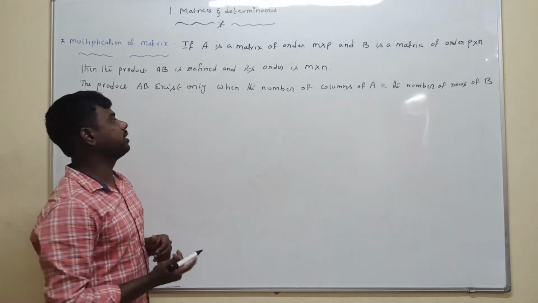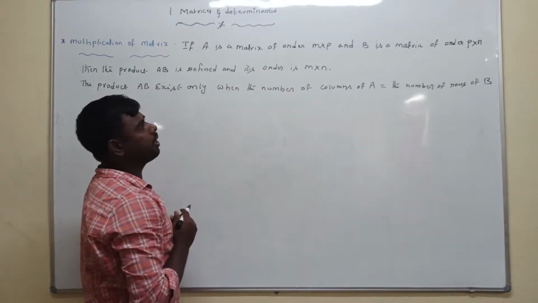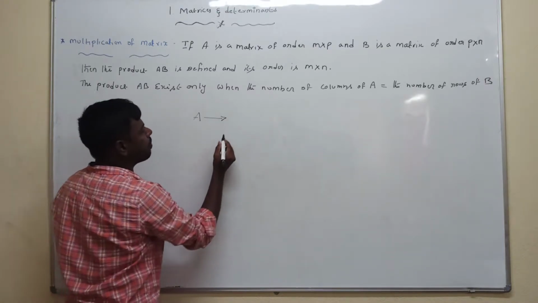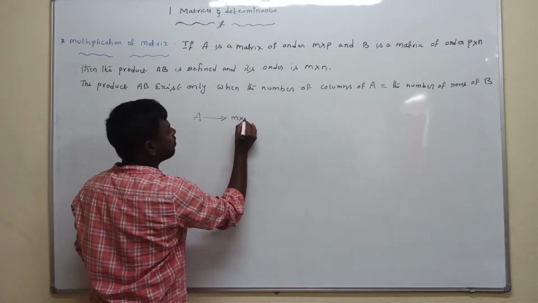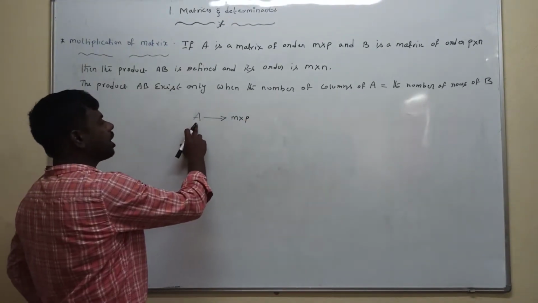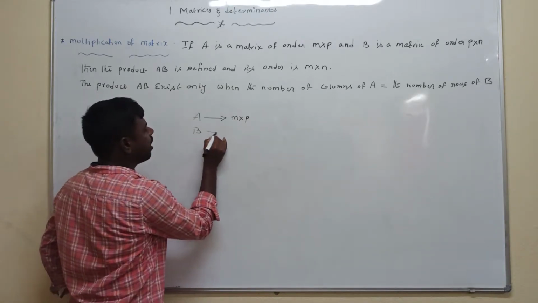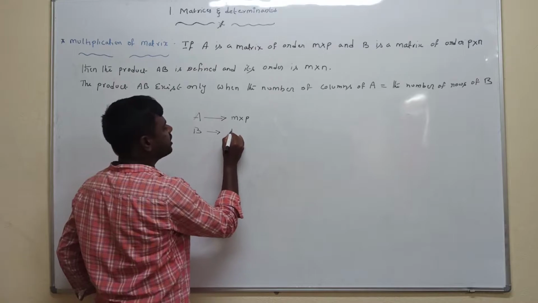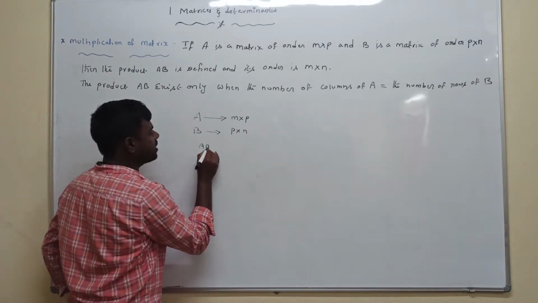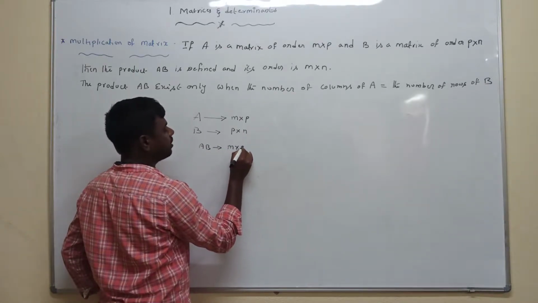Observe in this definition, if A is a matrix of order M cross P, that means the order of the matrix A is M cross P. So what is the order of the matrix A? The order of the matrix A is M cross P. The order of B is P cross N. Then the order of AB is M cross N.